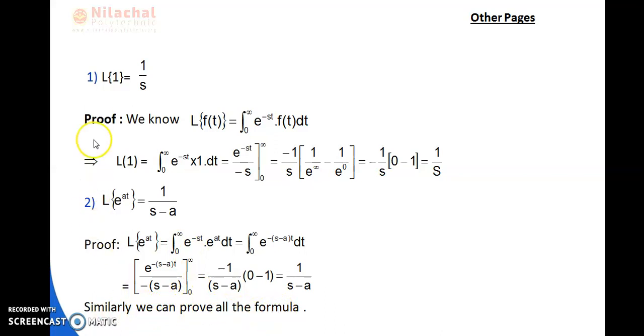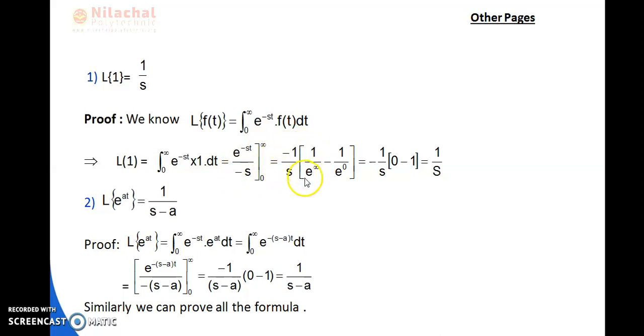Okay, Laplace of 1, how is it 1 by s? Let us see. Laplace of f of t equals this definition, integration 0 to infinity e to the power minus st f of t dt, and here we are putting f of t equals 1. So Laplace of 1 equals integration 0 to infinity e to the minus st, in place of f of t we apply 1, dt, and e to the minus st integration is e to the minus st by minus s from 0 to infinity, that equals minus 1 by s. It's a constant, so keep it outside.